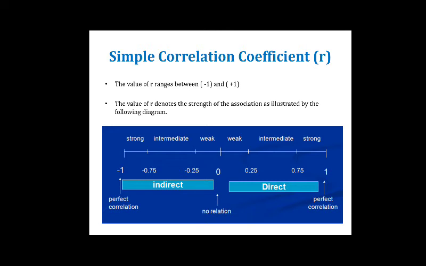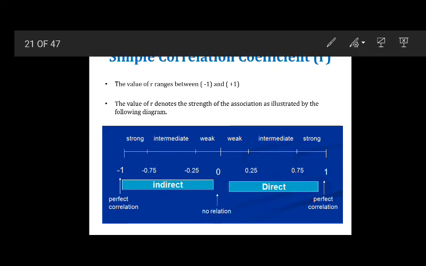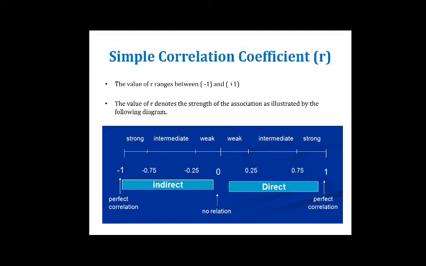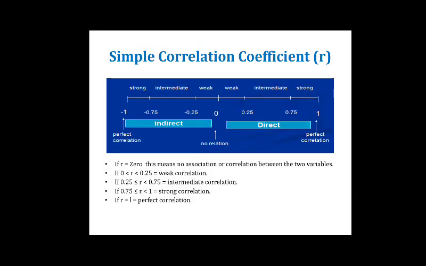On the negative side, the sign is negative, meaning it is indirect: one variable is increasing, another is decreasing. Values between 0 and -0.25 indicate an indirect weak association or correlation. If it is between -0.25 and -0.75, it is an intermediate correlation, and if it is between -0.75 and -1, there is a strong indirect relationship. If it is -1, it is a perfect correlation. So this diagram shows the relationship with the sign as well as the value.